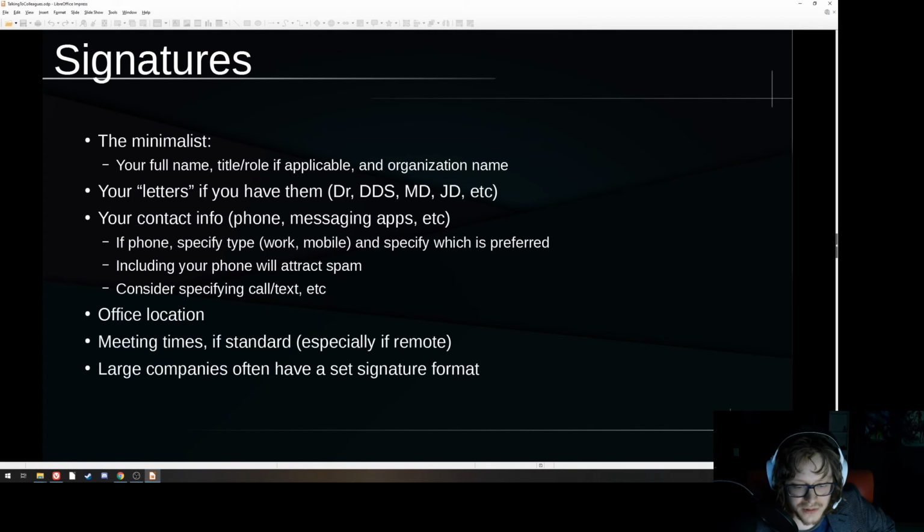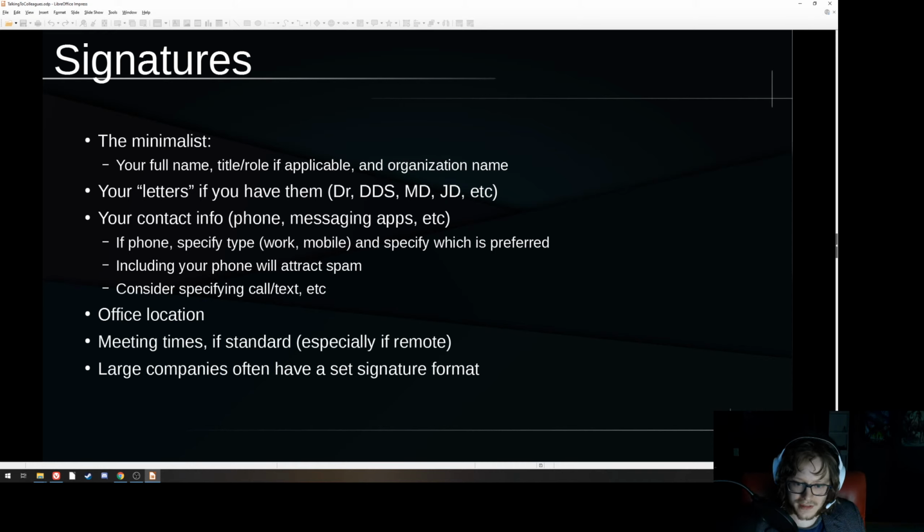Definitely, if you are some sort of management or you have some sort of specialist role, like you're an orderer or a purchaser or something like that, you would want to include those things. Most people, if they have them, will include their letters. So, Doctor, DDS, MD, JD, whatever you are, you would probably include that. Lets people know that you're qualified and that you have a particular profession, because if you went to school for one of those things, you're probably doing it.